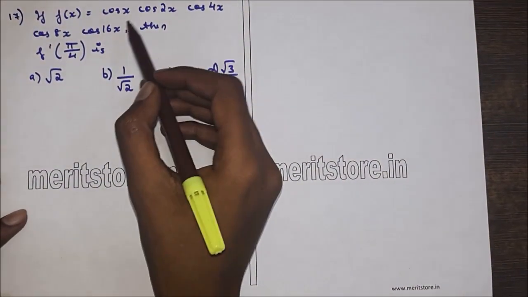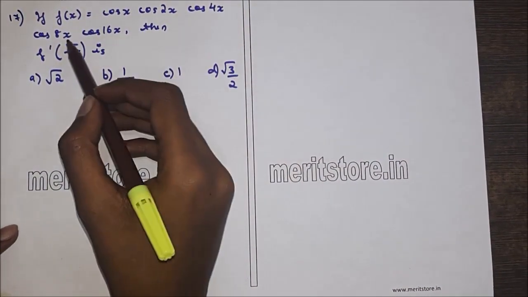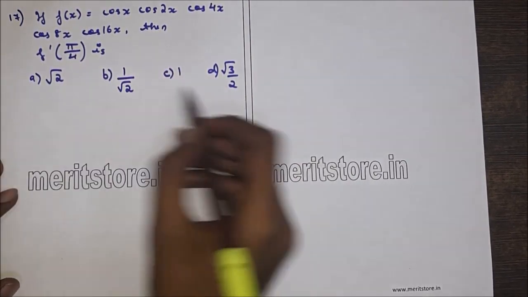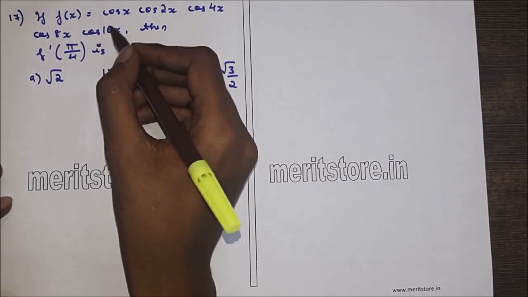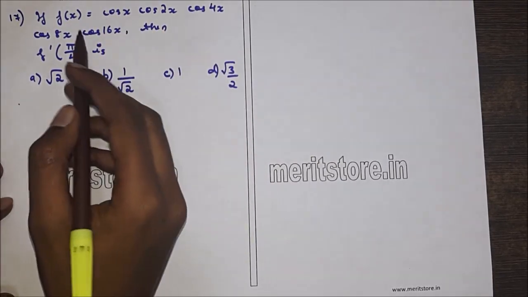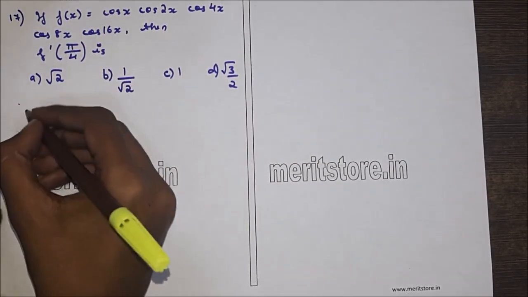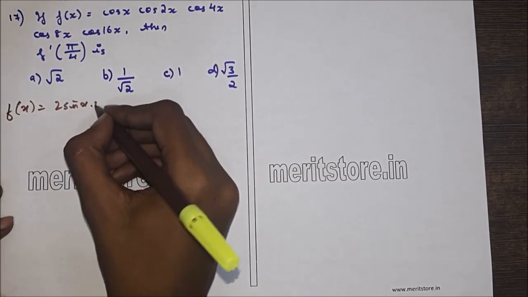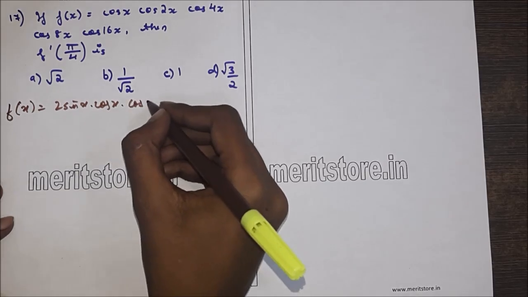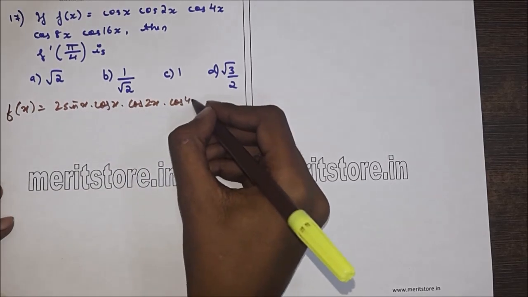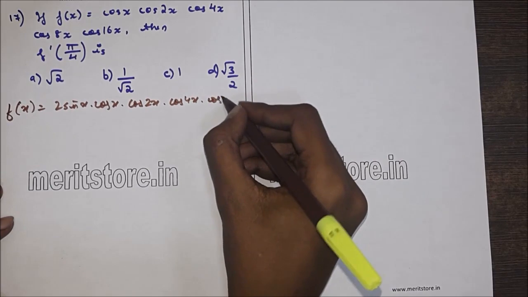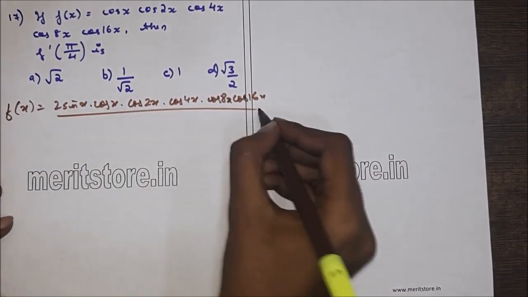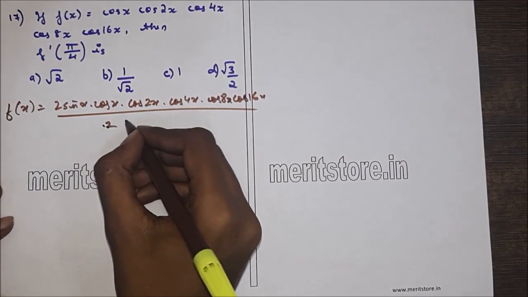f of x is cos x, cos 2x, cos 4x, cos 8x and cos 16x. Then the value of f dash of pi by 4 is, these are the options. So first we divide and multiply by sin x, so we get the form of 2 sin x cos x. So f of x equals 2 sin x cos x cos 2x cos 4x cos 8x cos 16x divided by 2 sin x.